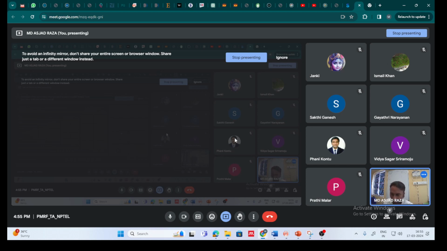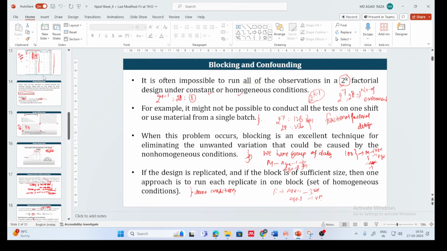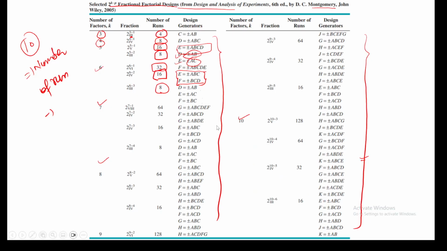I have shown one table in the 8th week. Here, this one: number of factors, then fraction, then resolution also. Let's say I have taken the fraction 2 to the power n minus 3. With 10 factors, 64 runs are required for this case. But once we go for this, the interaction is very, very low, so we are not going to take that. Again we do it, and then we check with 9 minus 4.